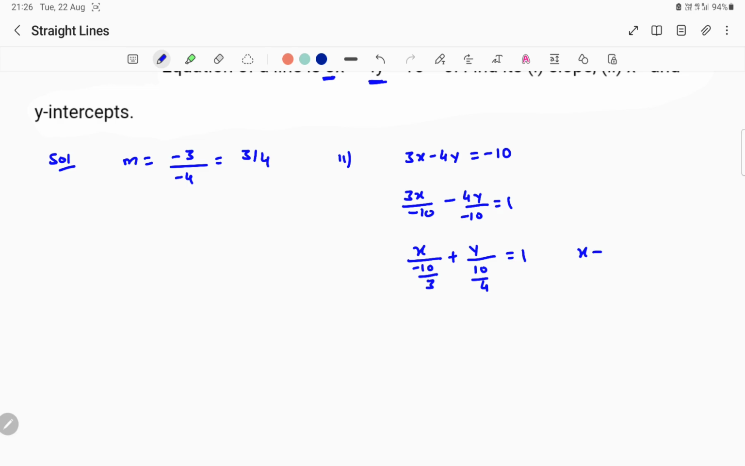So what is the x intercept? The x intercept is going to be minus 10 by 3, and the y intercept is going to be 10 by 4. I mean, these are intercepts: x intercept and y intercept.